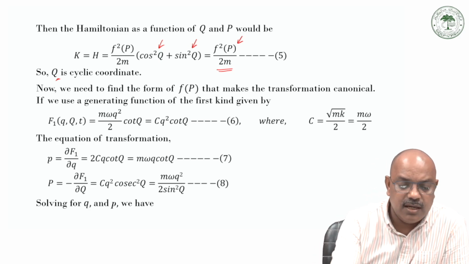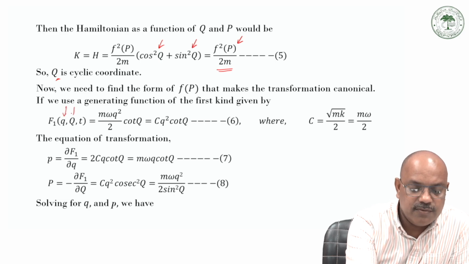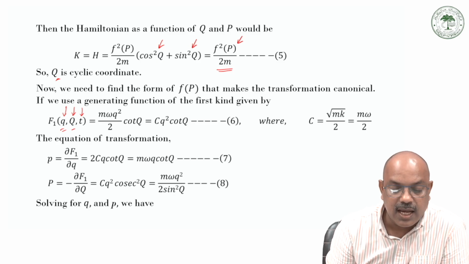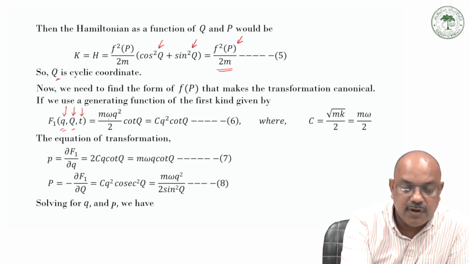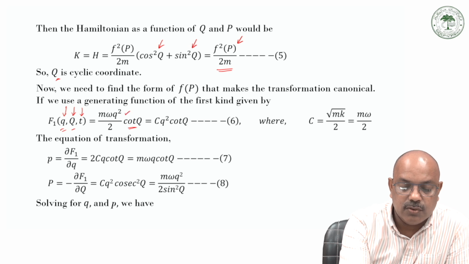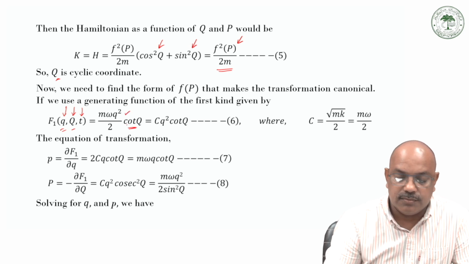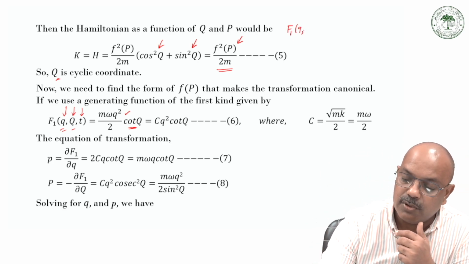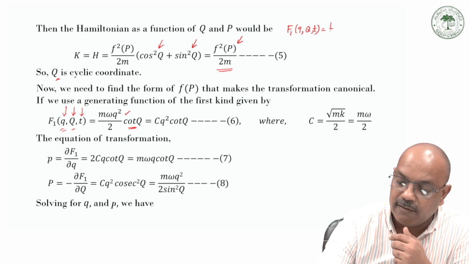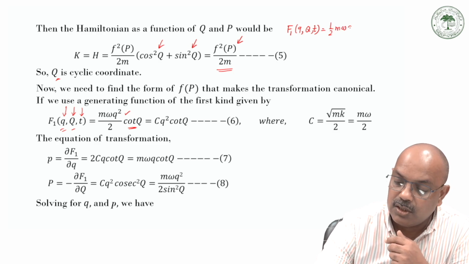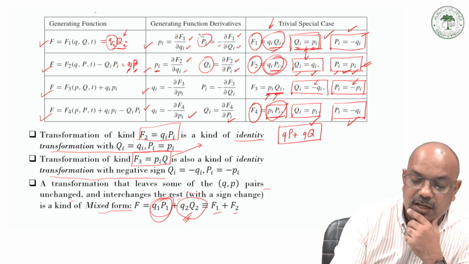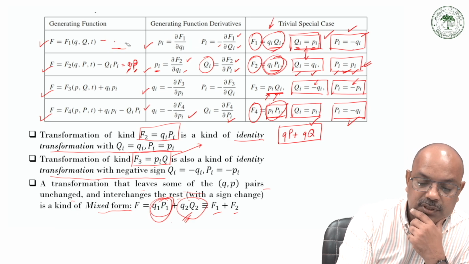So if you say that my generating function is of the first type, F(q, Q), which depends upon small q and capital Q, then I can write this as half m omega q squared cot Q. So this is my generating function F1. It depends upon q and Q, and it is half m omega q squared cot Q. This is my generating function, and we know the corresponding transformation equations for this F1 generating function.